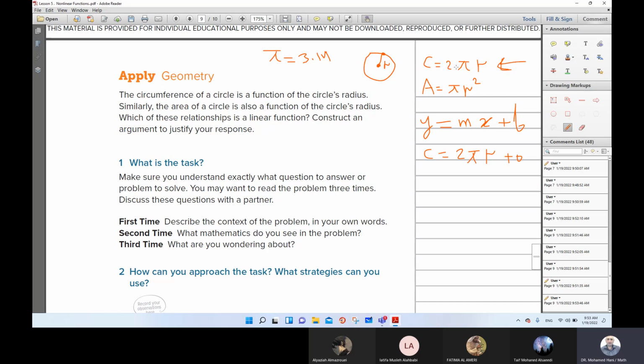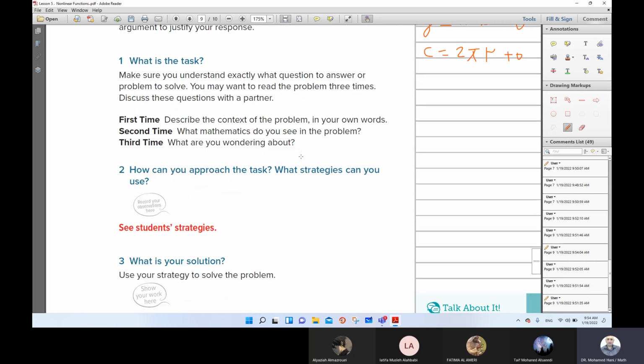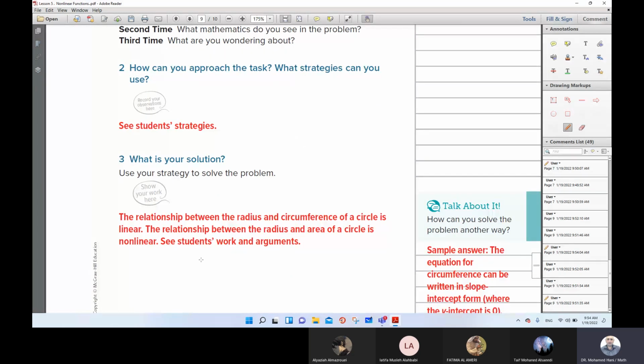So the first one is linear, but the second one we have a square, so we cannot write this form as y equals mx plus b. So the second rule is not linear. So the relationship between the radius and circumference of a circle is linear. The relationship between the radius and area of a circle is non-linear.